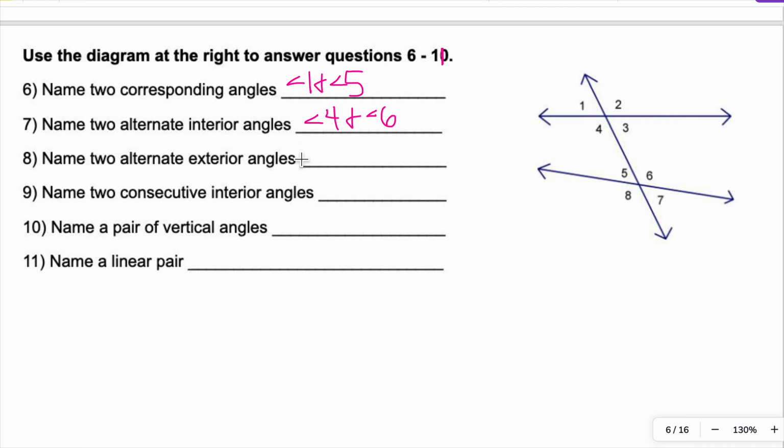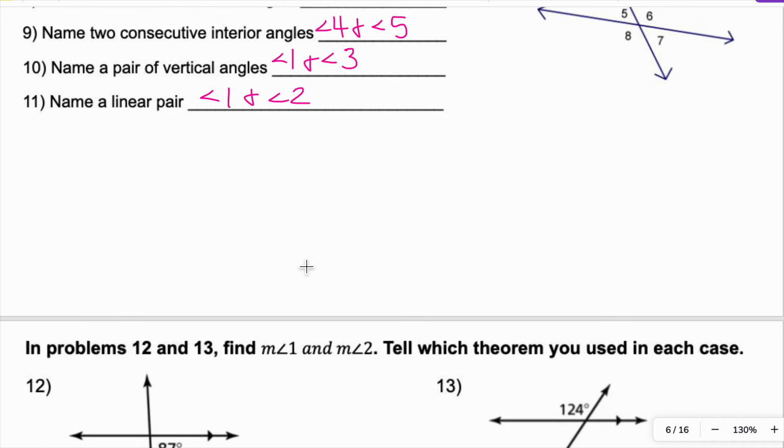Two alternate exterior angles, I'm going to say angle 1 and angle 7. And then two consecutive interior angles, angle 4 and angle 5. And then a pair of vertical angles, angle 1 and angle 3. And a linear pair, I just said angle 1 and angle 2. Obviously, you can have different examples of that, but as you're looking through what I provided, your example would just have to match that pattern for yours.